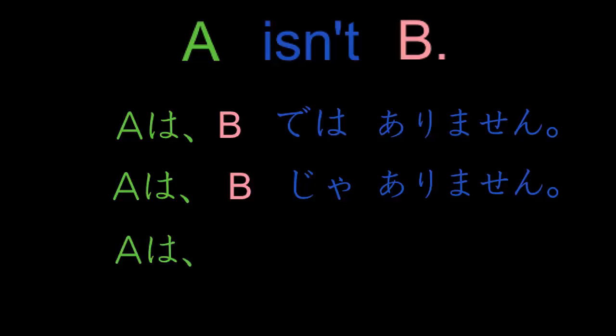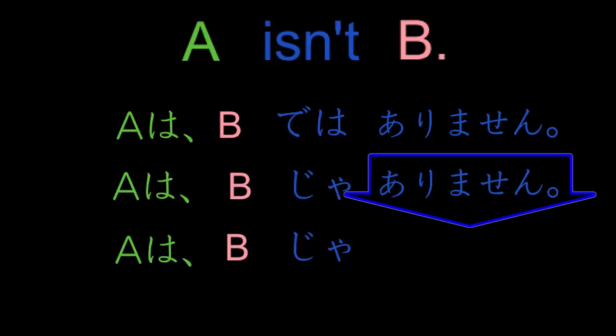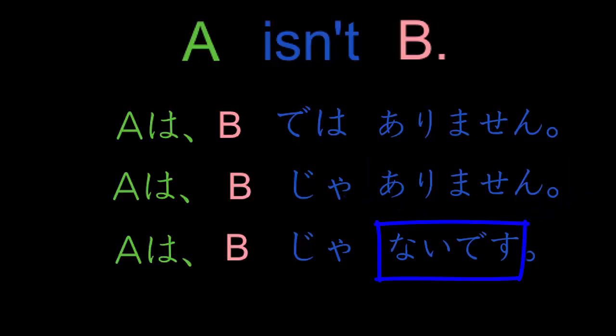I did mention there's a third way. Now the third way is quite polite, but it's just everyday polite. It's not very formal, and it's certainly not very, very formal. So we begin with our topic A, followed by topic particle wa, A wa. Then we have our B, as with the other sentences. And next we put in ja, just like we did with the more formal sentence above. So, ja, a contraction. But arimasen is going to be reduced one more time to a simpler or a plainer form. And that's nai desu. So, the everyday polite way to say A isn't B is A wa B janai desu. A wa B janai desu.